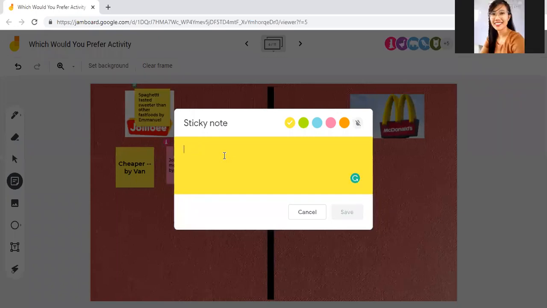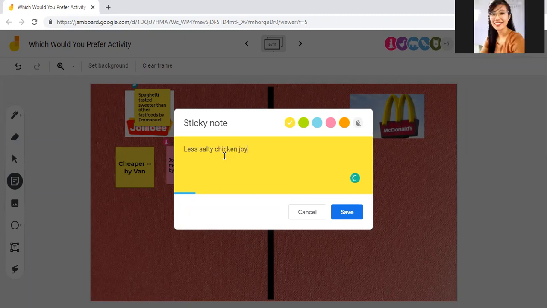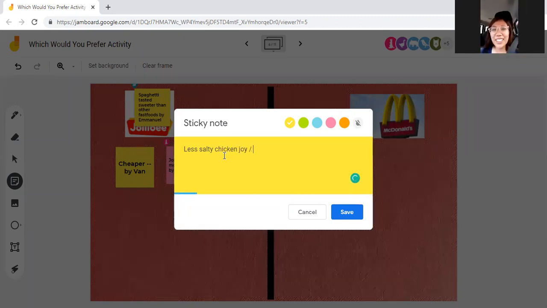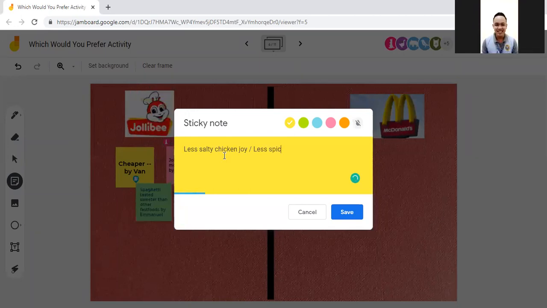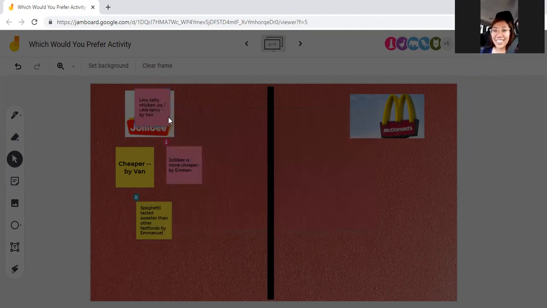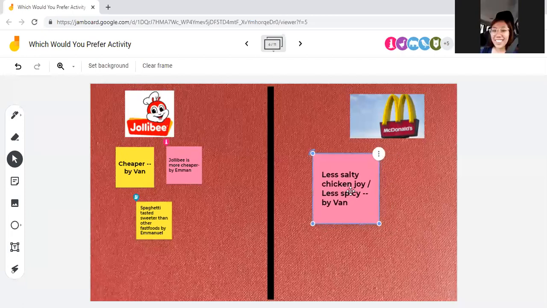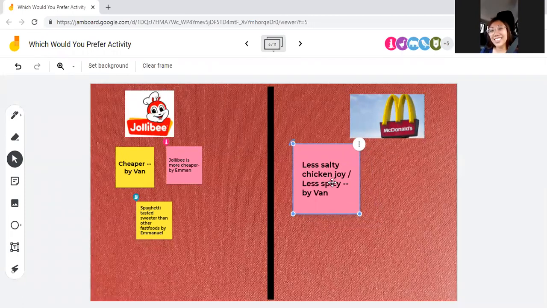Hi, sir. Can I try answering? Yes, May. I'll be glad to see your answer. I think, sir, I would choose McDo because it's cleaner and it's more customer friendly based on my experience. Okay, very good. Thank you so much for sharing that, May. Yes, actually, it's cleaner and it's more customer friendly because of their sales representative, right? Okay.